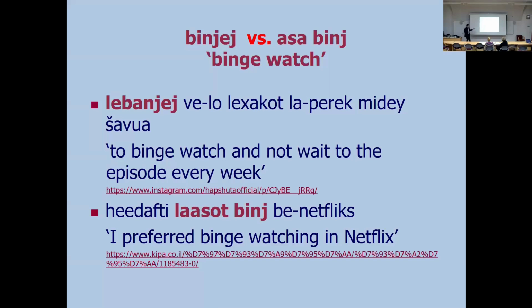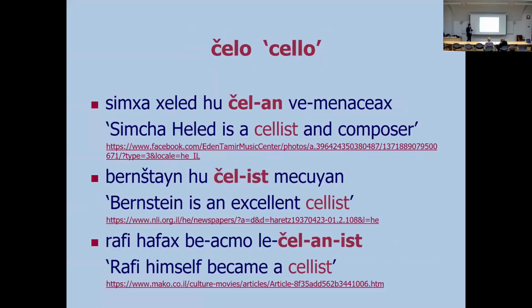But we also have the periphrastic form laasot binj, which means literally to do binge. So laasot is the infinitive of the Hebrew verb to do, which is a native verb, plus the loanword. So here the competition is beyond the morphological level, but it is between morphology and syntax, between morphological and periphrastic formation, between formation in one of the patterns, binjej, and the periphrastic form laasot plus binj. So that's one competition I'm going to discuss today. Another one which I might touch briefly is in agent noun formation. Take, for example, the loanword cello. So the word for a cellist can be cello plus one of the following affixes.